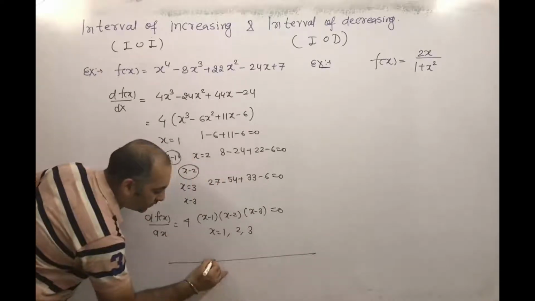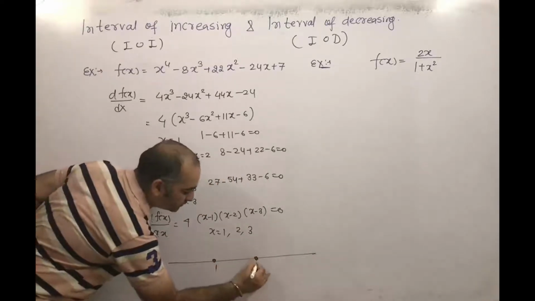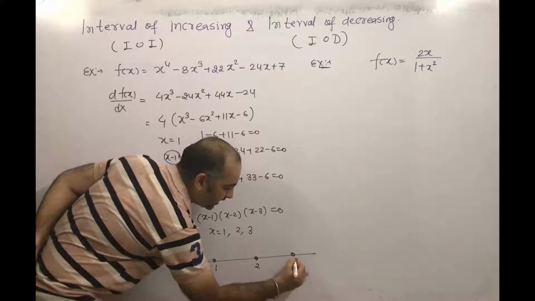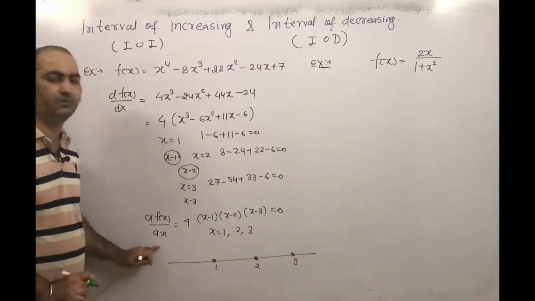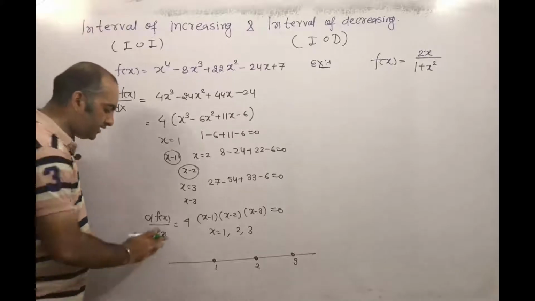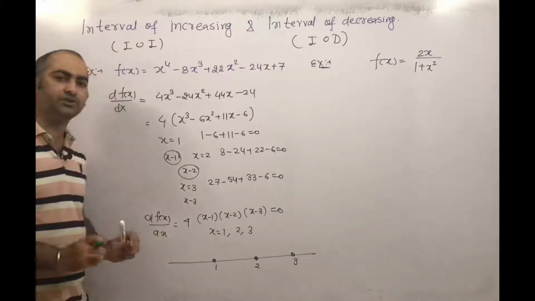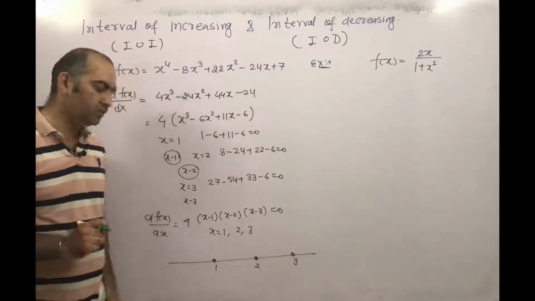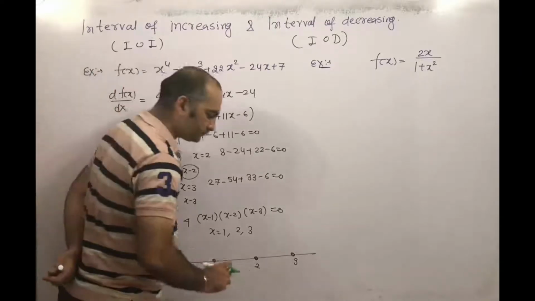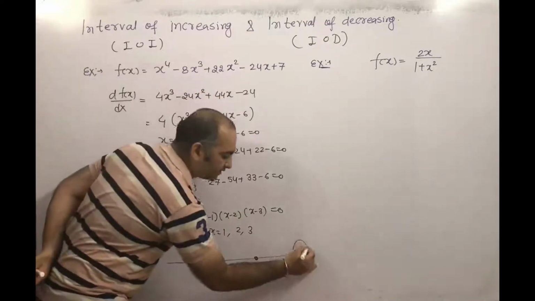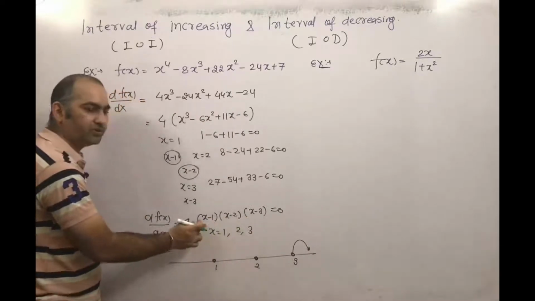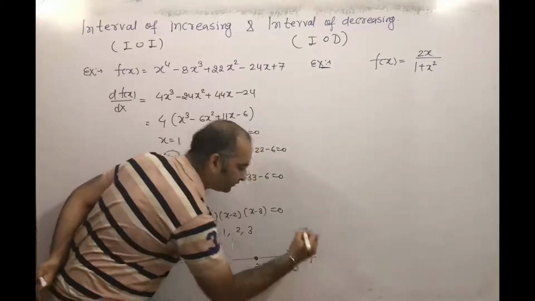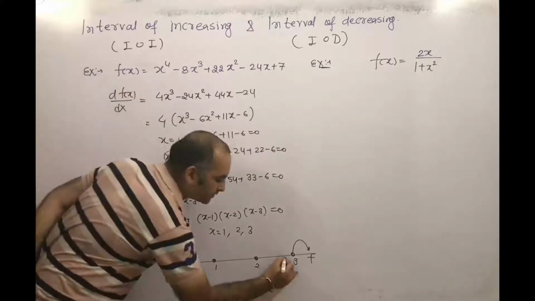Okay, so we are drawing the number line. This point is 1, this is 2, this is 3. At 1, 2, 3, d of f(x) divided by dx is 0. Next we have to find out where d of f(x) by dx is positive or negative. For that we will use the wavy curve. If we take any number greater than 3 and put it here, this is positive, this is positive, this is positive, so this side will be positive.